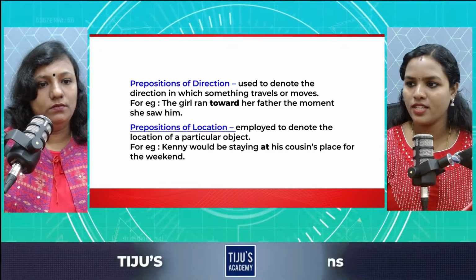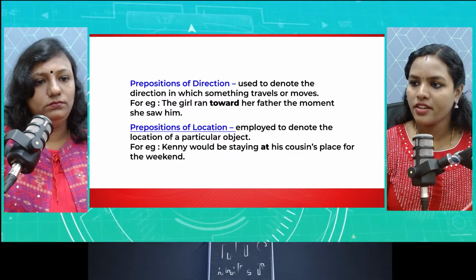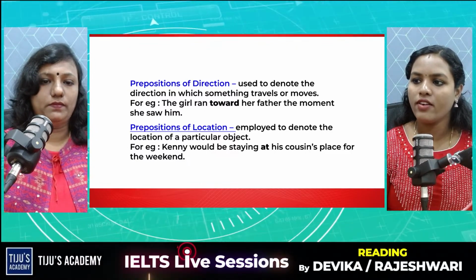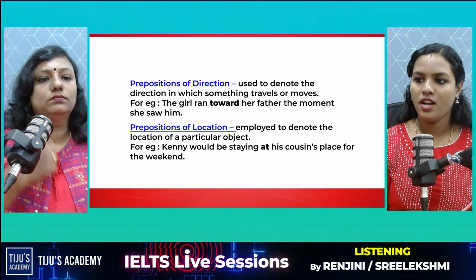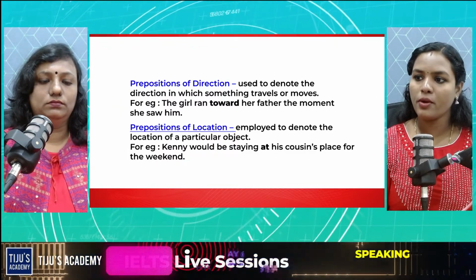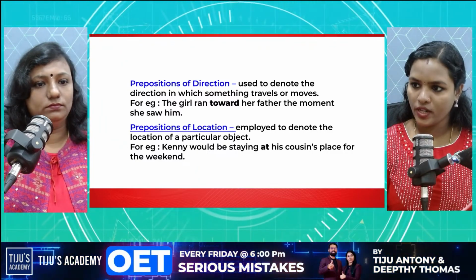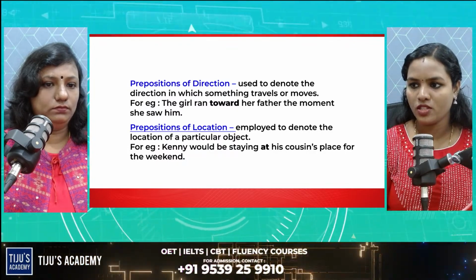Prepositions of direction are used to show direction. The example: The girl ran toward her father the moment she saw him. A girl is running toward her father. The moment she saw him, she goes to her father's side. So the word toward is the preposition used here to show the direction.